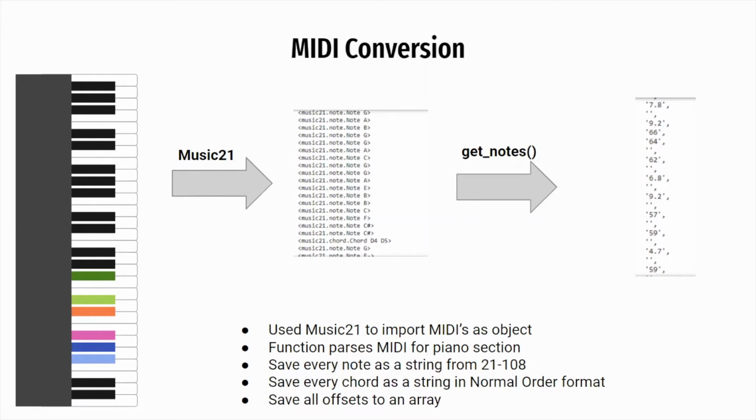It looks for the piano section because that's the simplest instrument. It saves every note as a string from 21 to 108, and then saves every chord as a string in normal order format. Normal order is just a uniquely identifiable format for the chords. So you can see in the picture on the right, all the integers are notes and the floats are chords. And then we saved all the timing offsets to an array. And next we'll talk about our network design.